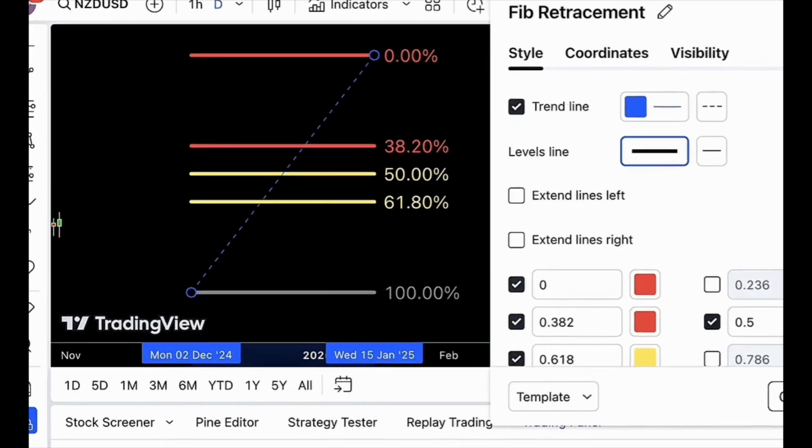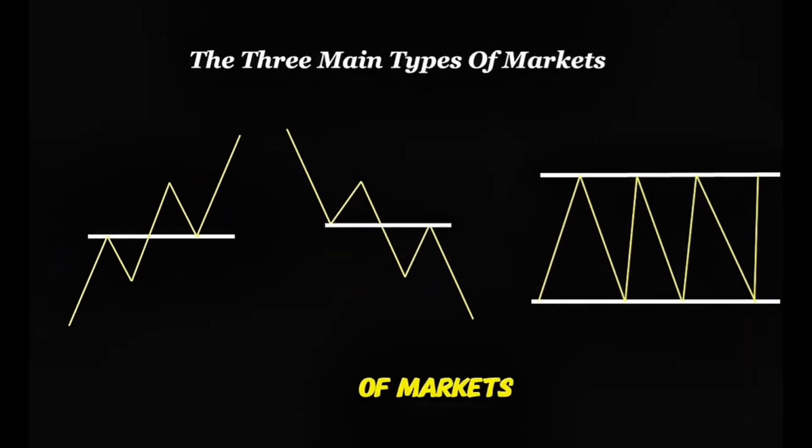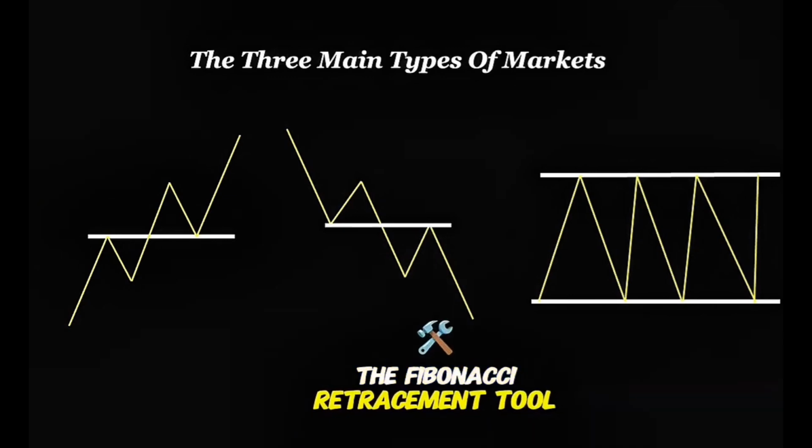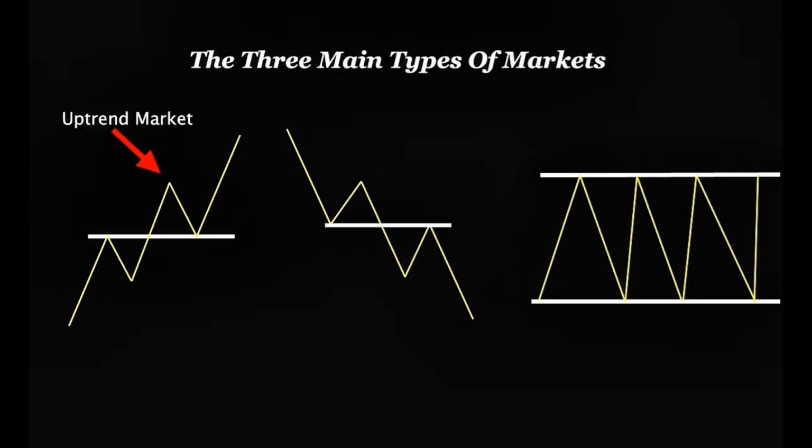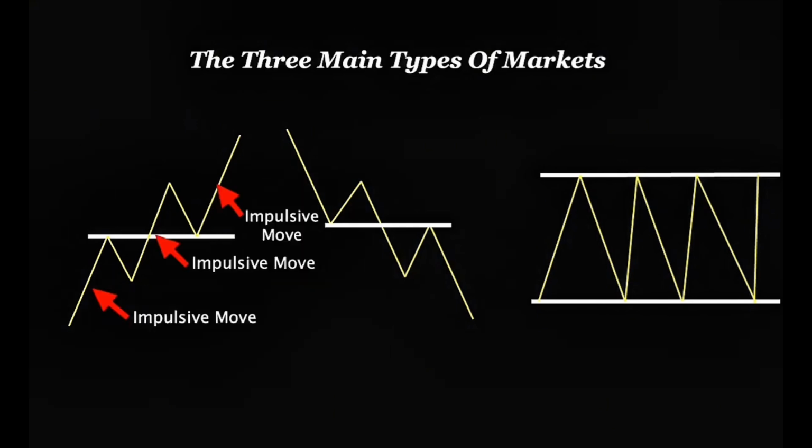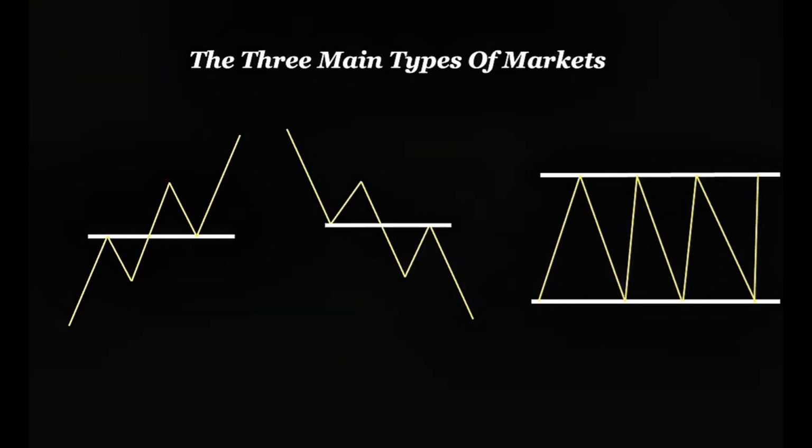First, let's go over the 3 main types of markets. Knowing which type you're in will help you decide when to apply the Fibonacci retracement tool. In an uptrending market, price moves generally higher, driven by strong buying pressure. There are 2 essential moves here: an impulsive move, where buyers push prices up, and a retracement, which is a temporary pullback caused by buyers taking some profits. This pullback creates a chance to enter as the market prepares for the next impulsive move. Think of the retracement as a pause before the buyers take control again.